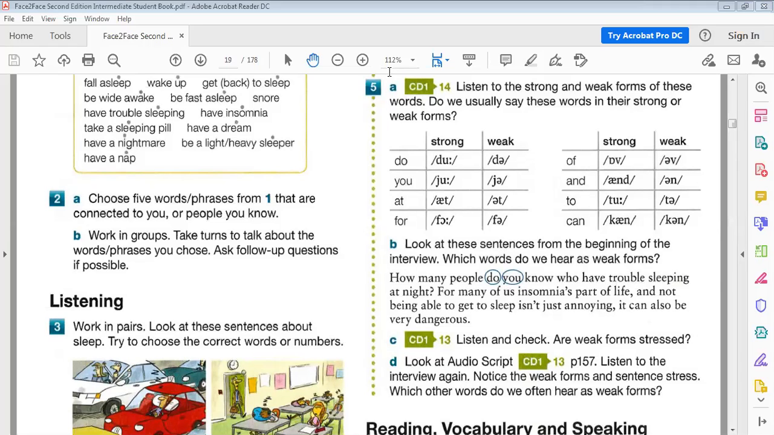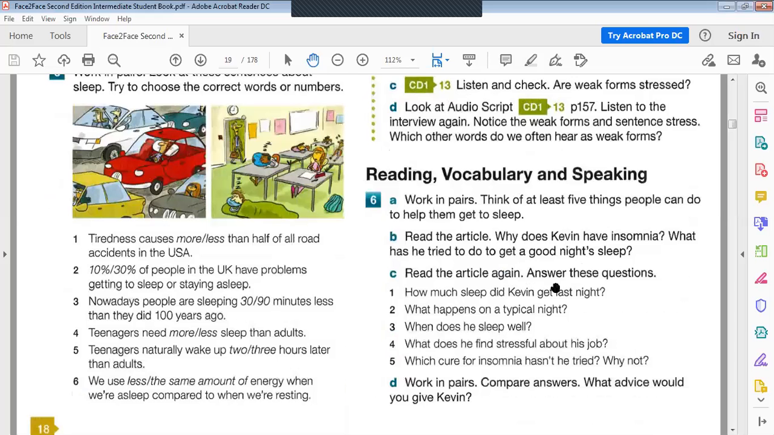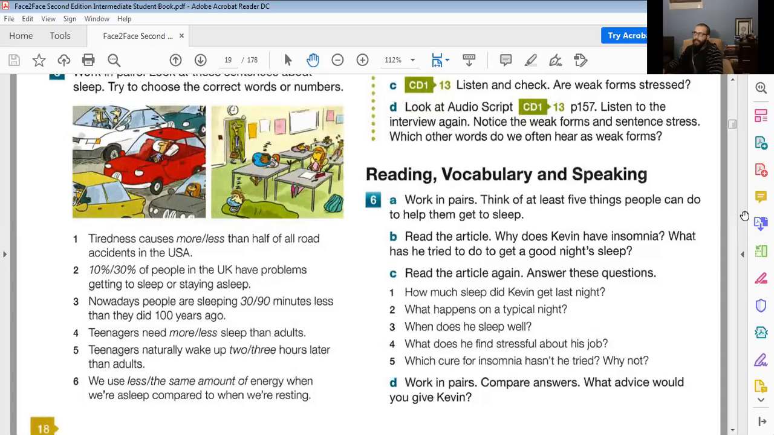Okay, moving on. Let's check our next part here. We have reading, vocab, and we have speaking. So it says here, think of 5 things people can do to help them get to sleep. So Sana, you mentioned sometimes it's a little hard for you to fall asleep, right? What are some suggestions or some techniques maybe that you think can help, in your opinion?